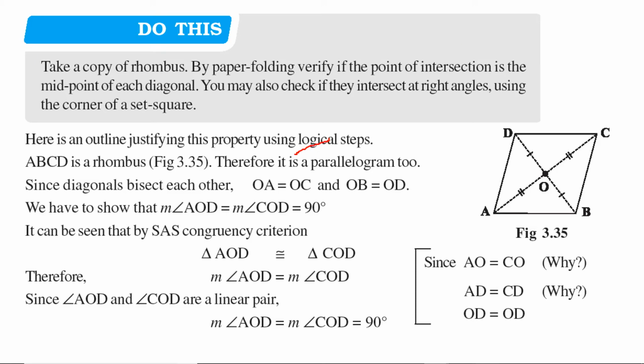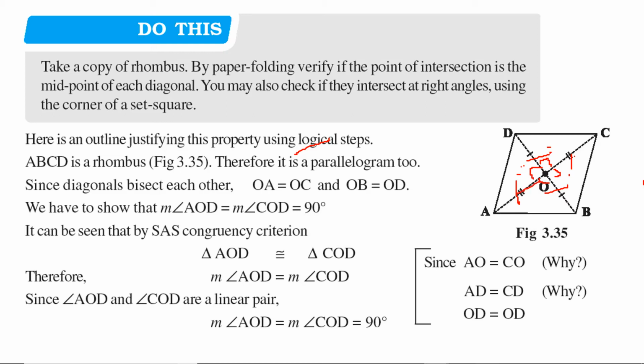So this ABCD is a rhombus. So it is a parallelogram also, because we know all the rhombus are parallelogram. That is, the diagonals are going to bisect. So AO will be equal to OC. This OB will be equal to OD. Right? And we need to show that this angle AOD and these, all are 90 degree. So let us take this AOD and say COD, these two.